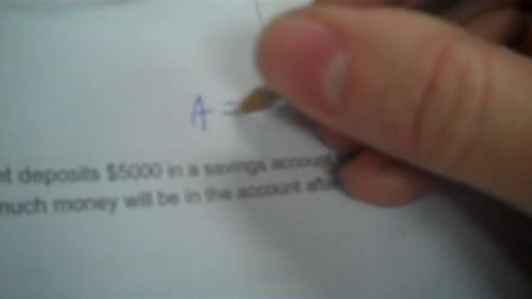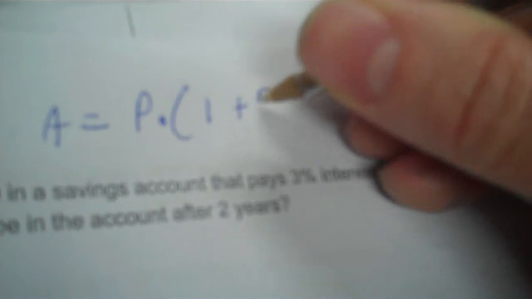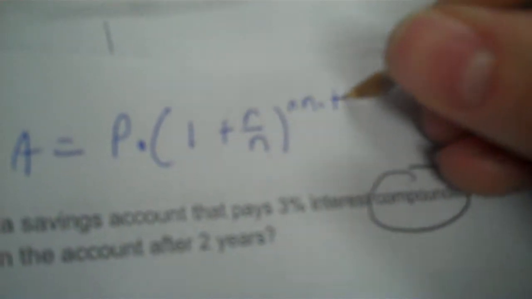Okay, compound interest. A bank client deposits $5,000 in a savings account that pays 3% interest compounded quarterly. How much money is going to be in that account after 2 years? You don't need boxes and tables for compound interest. We have the formula. A equals P times parentheses 1 plus R divided by N. You don't have to memorize this, it's on the board. Okay. But you have to know what each one represents.